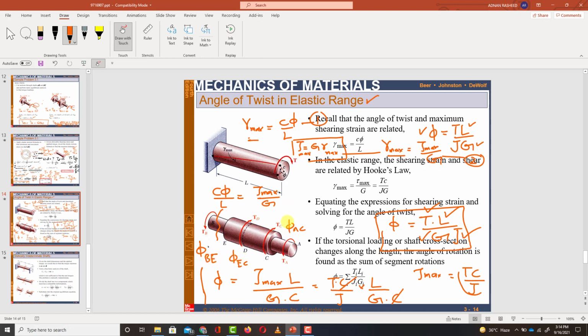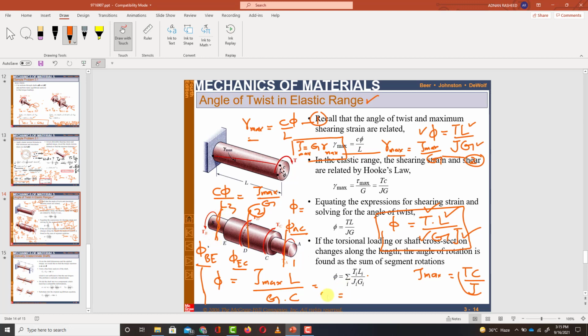And for total angle of twist, that will be equal to the sum of twist in AC, the sum of twist in EC, and the sum of angle of twist in BE. So for that, we can write this angle of twist formula in generalized form: the angle of twist is equal to the sum of Ti Li over Ji into Gi, where i starts from 1 and depends upon the number of sections. So let's say this is 1, this is 2, and this is 3.